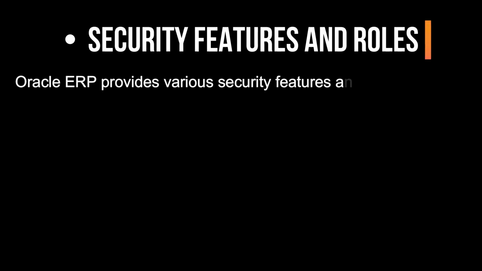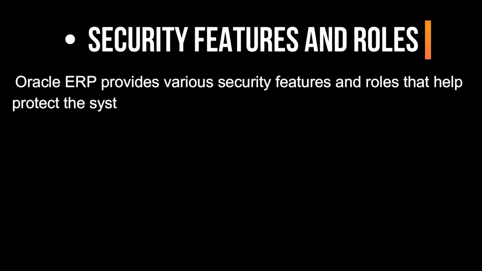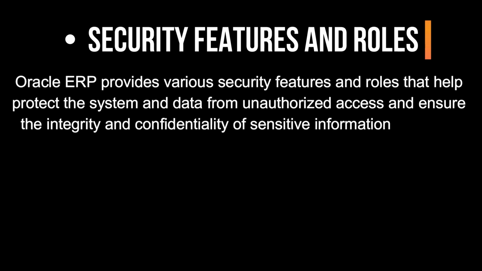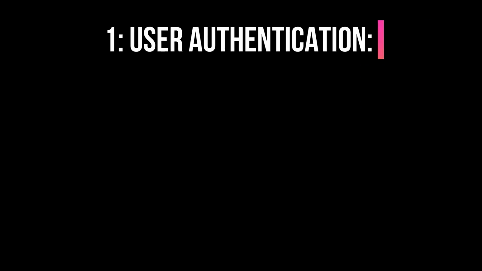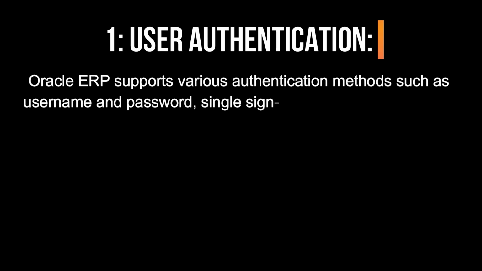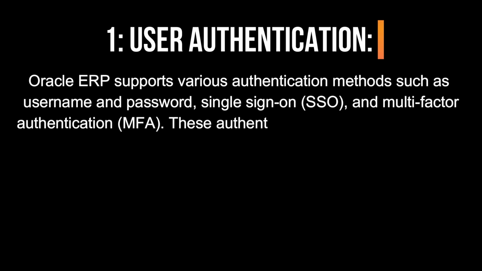Security features and roles. Oracle ERP provides various security features and roles that help protect the system and data from unauthorized access and ensure the integrity and confidentiality of sensitive information. Some of the key security features and roles in Oracle ERP include: 1. User authentication. Oracle ERP supports various authentication methods such as username and password, single sign-on, SSO, and multi-factor authentication, MFA.